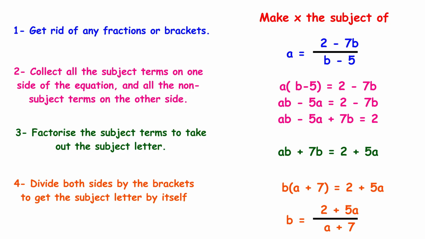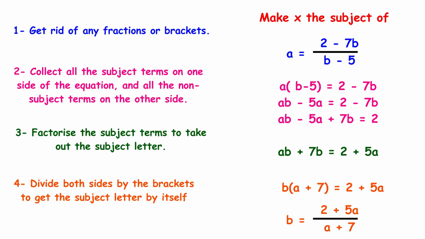Now, even though we just got rid of our fraction, we're still on step 1 because we now have a bracket, so we're going to have to expand the bracket by multiplying the a by the b to give us ab, and by the minus 5 to get minus 5a. And remember that this still all equals 2 minus 7b. Next, we can move on to step 2, so collect all the subject terms that have b in them on one side, and all of the other non-subject terms on the other side.